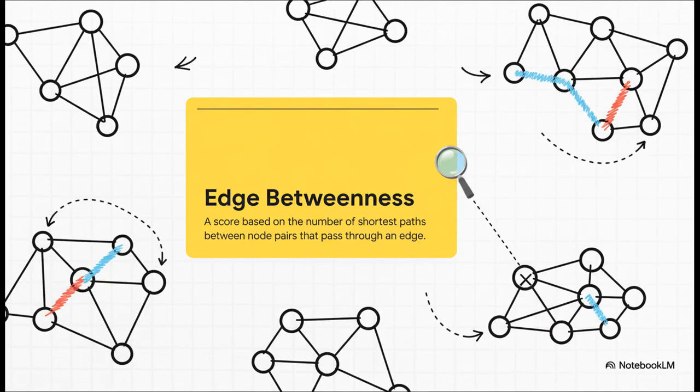So, you're probably asking, how on earth does it know which bridge is the busiest? Well, it uses this really cool metric called edge betweenness. Basically, every single connection, every edge in the network gets a score. A high score means that edge is like a major highway. A ton of the shortest paths between all the different points in the network have to travel across it.